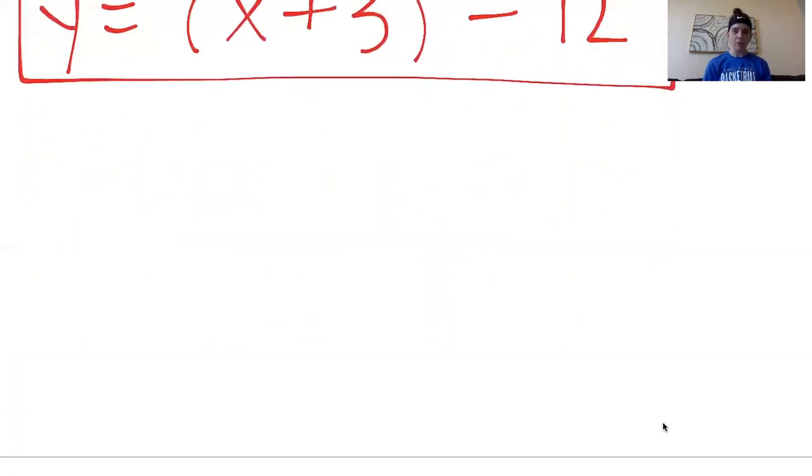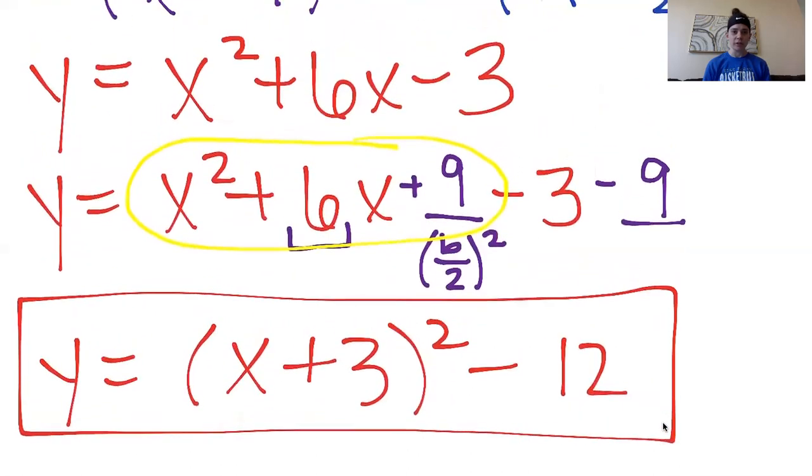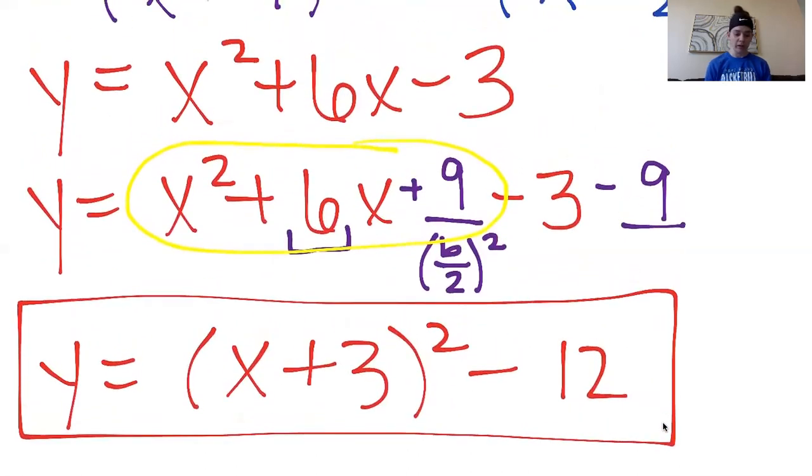Now, our strategy that we just talked about only works when our leading coefficient is 1. Our leading coefficient, I'm going to underline here in green. X squared was our first term, so our leading coefficient was 1 in this case. Well, how does this get affected if our leading coefficient is not 1?